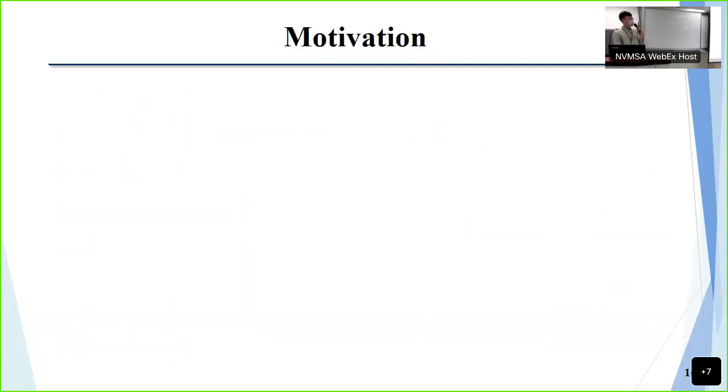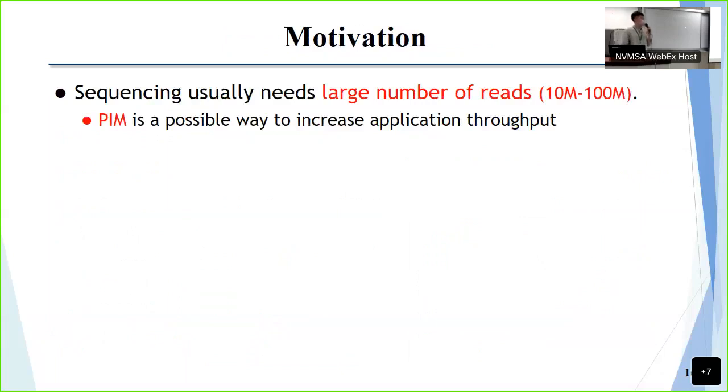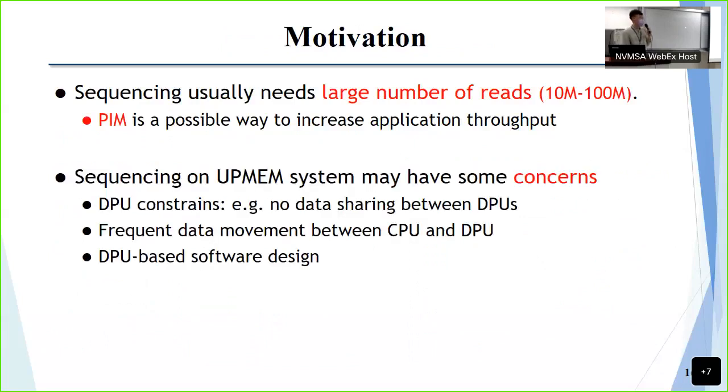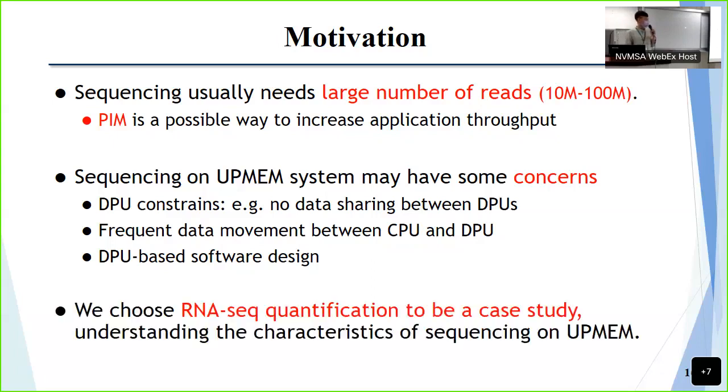The motivation of our work is that usually the number of sequenced reads is large, about 10 million to 100 million. So processing in memory is a possible way to increase the throughput of the application. However, there is not much work showing the state of the art. Sequencing software can be accelerated by augmenting with DPU, and sequencing on an augment may have some concerns like DPU constraints, frequent data movement between CPU and DPU, or DPU-based programming issues. So we choose Kallisto, an RNA-seq quantification software, as a case study to understand the characteristics of sequencing augment.